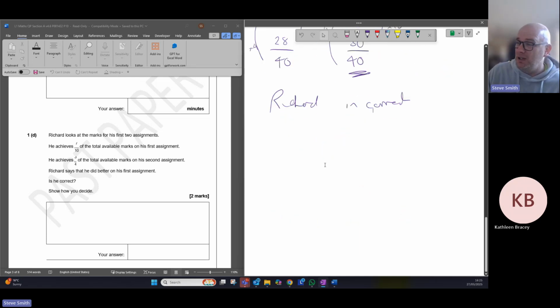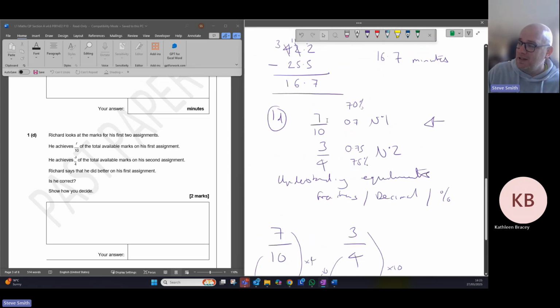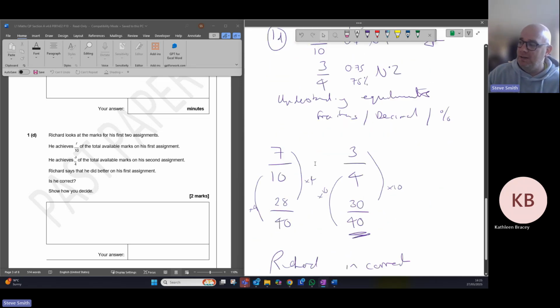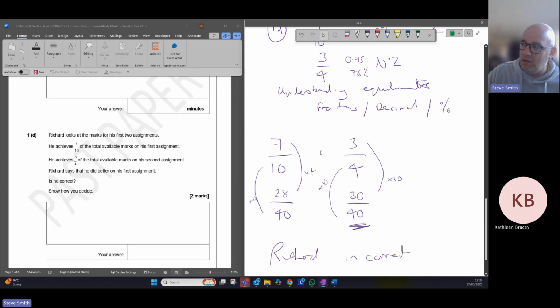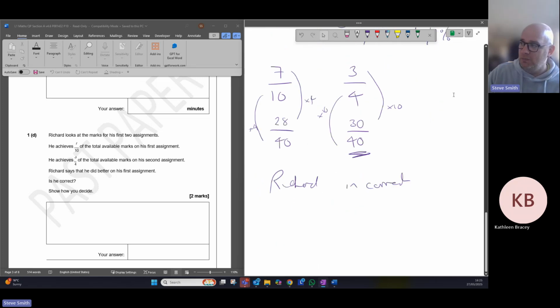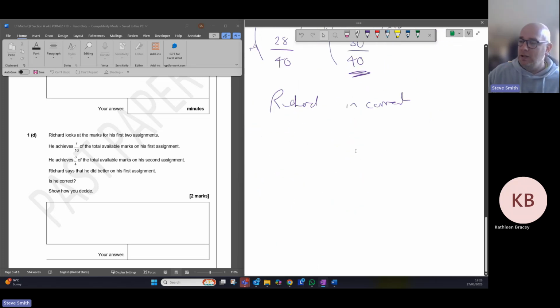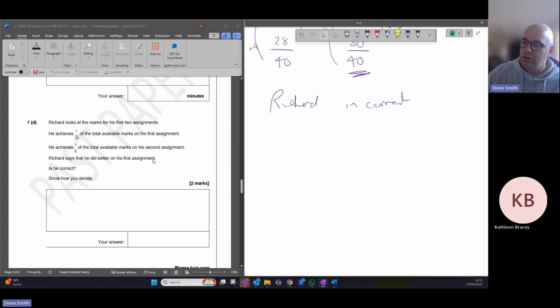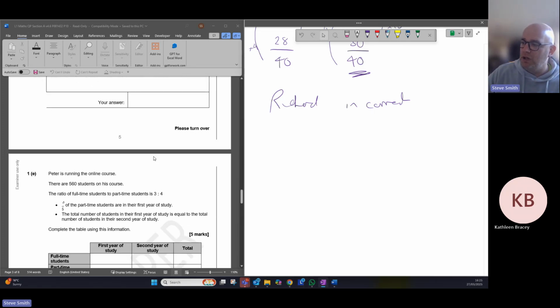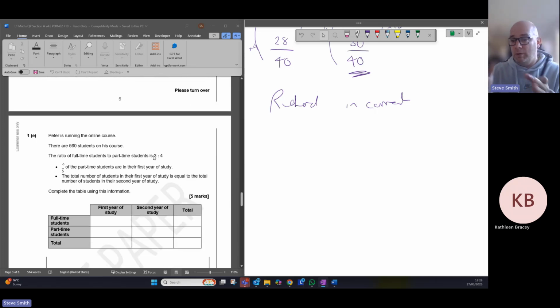And sometimes if it hadn't said 7/10 and 3/4, if it said, let's think of a random fraction, 7/13 and 9/16, we would do the same process. We'd have to make them both the same denominator, which would take a bit of time on non-calc because we'd have to start doing some multiplications at the side. Working out equivalent fractions might seem scary, but it really isn't. It's really just a case of following a process.